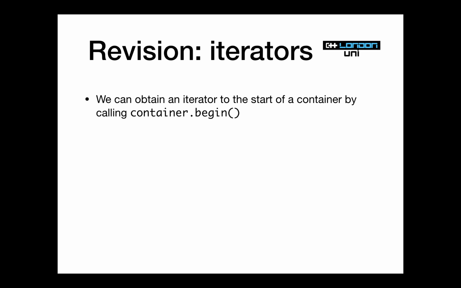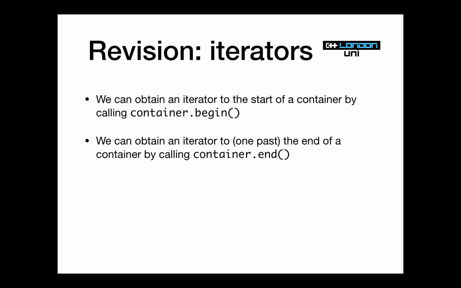So as we've already seen, we can obtain the beginning iterator, an iterator that points to the start of a container, by calling the .begin member function, or you can use the freestanding function std::begin. And again, there's a corresponding .end that gives you an iterator to one place past the end of the range.